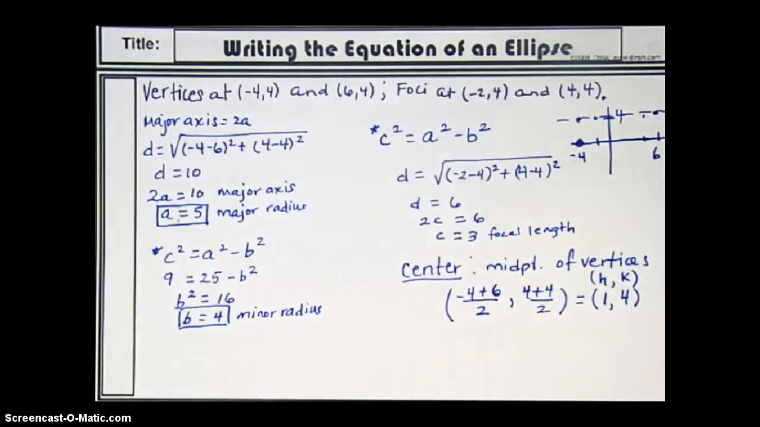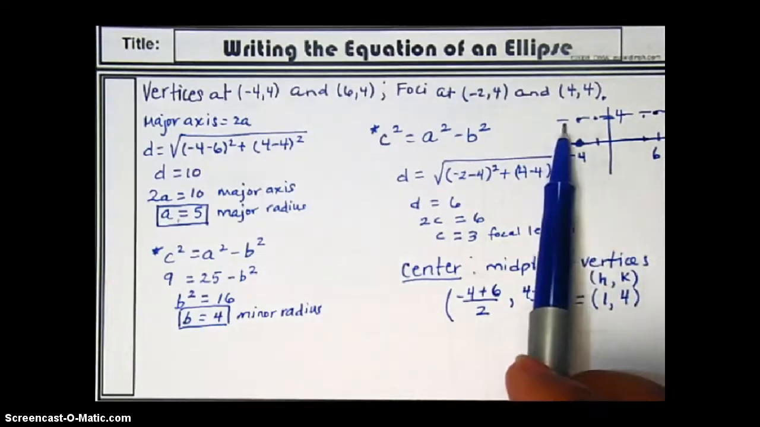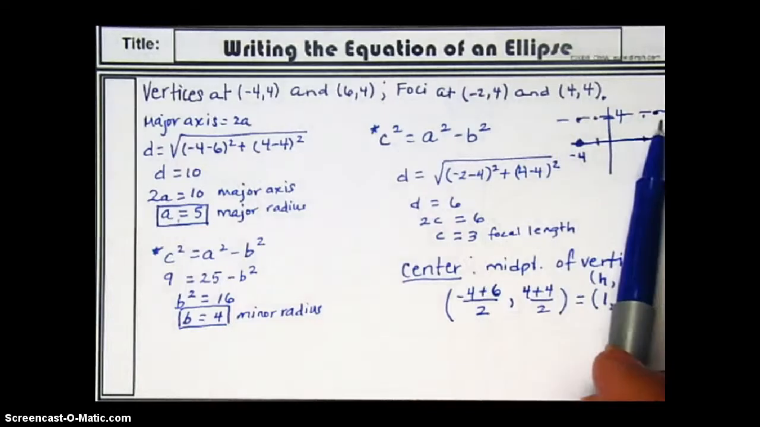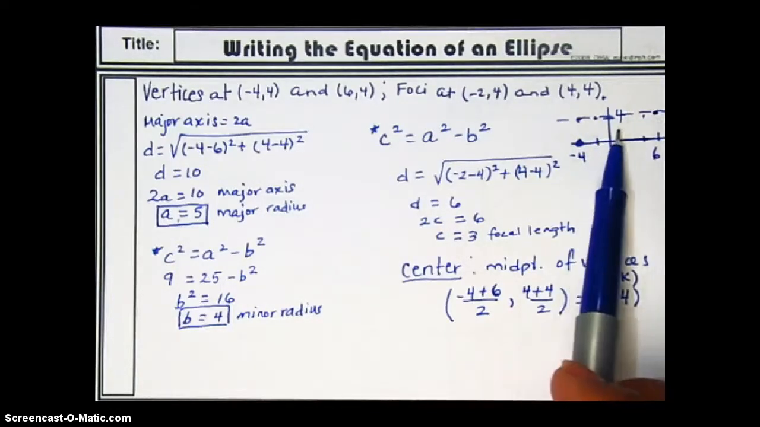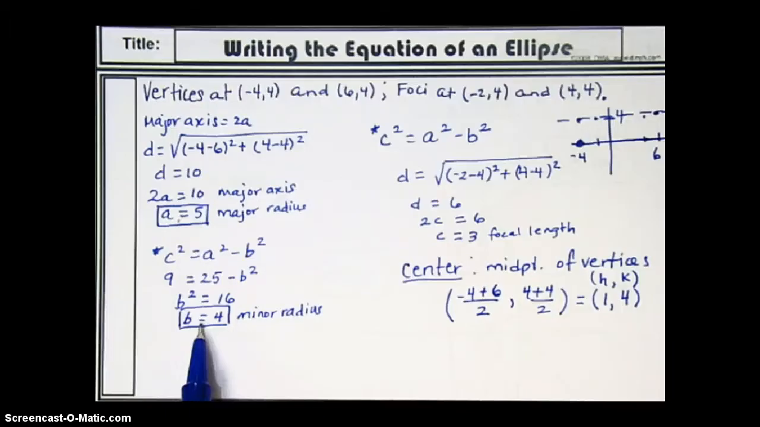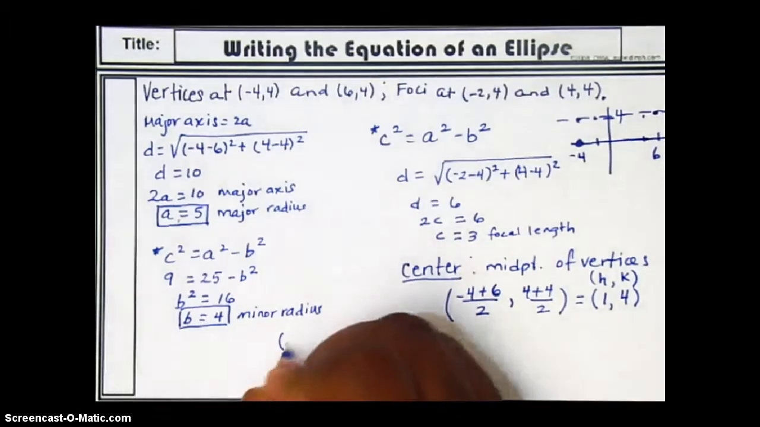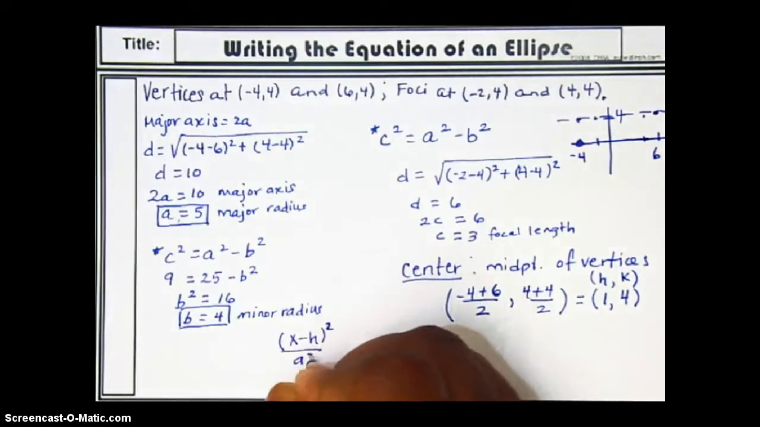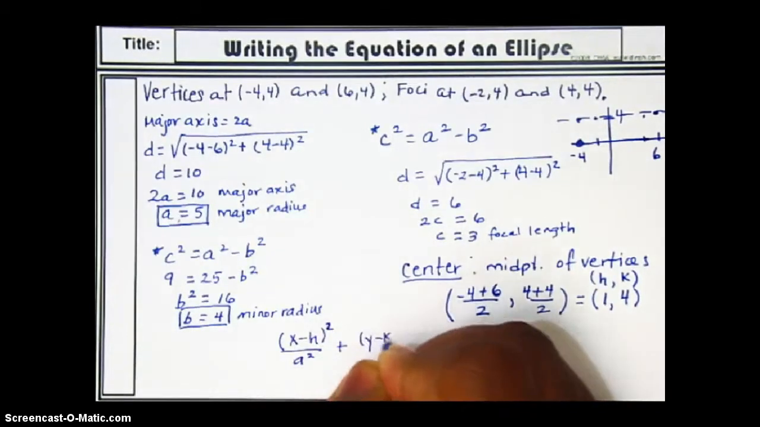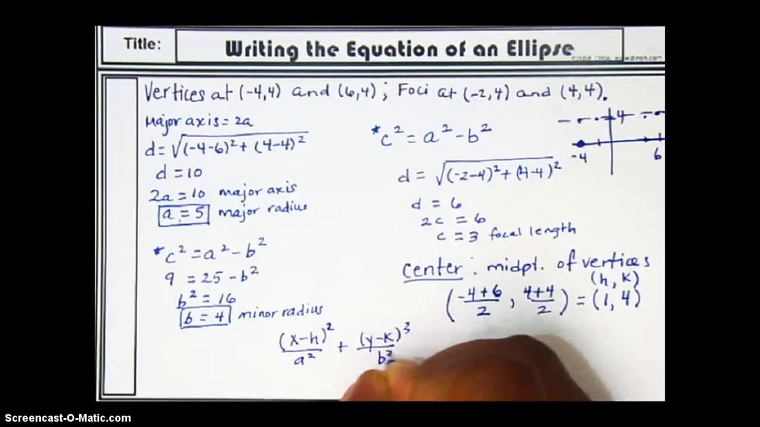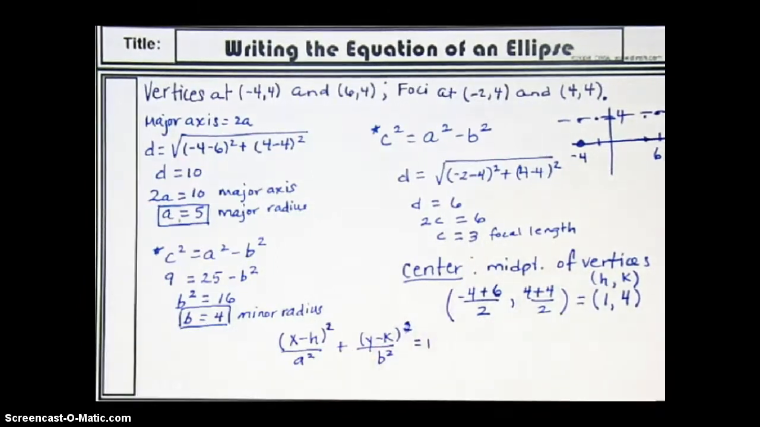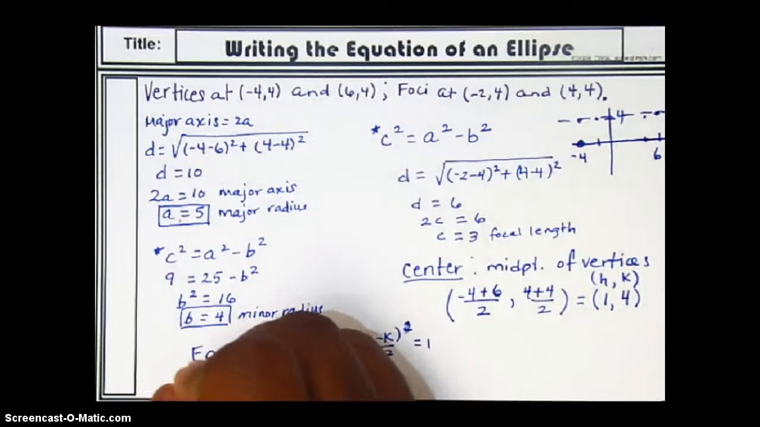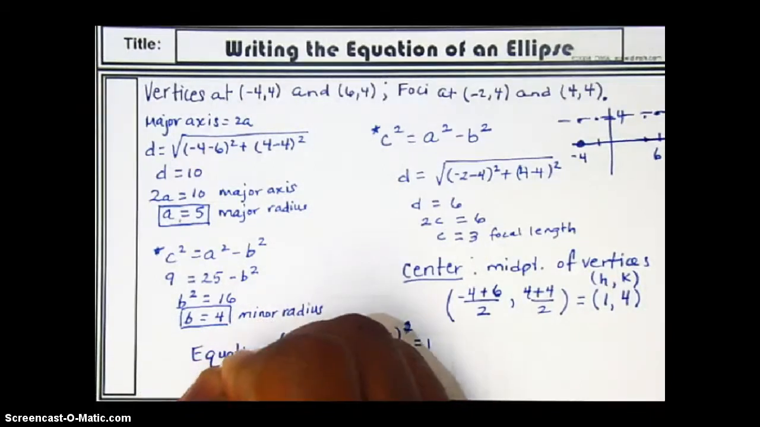Last part, remember we said that we knew that our major axis was horizontal, and so the major axis is longer than the minor axis. The value of A is bigger than the value of B, and so we will use the standard form that is written as x minus h squared over A squared plus y minus k squared over B squared equals 1, and we'll substitute into that formula. So this is the equation that we'll use.